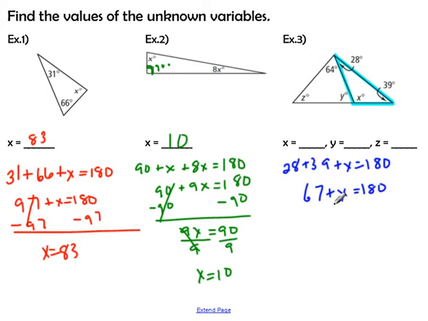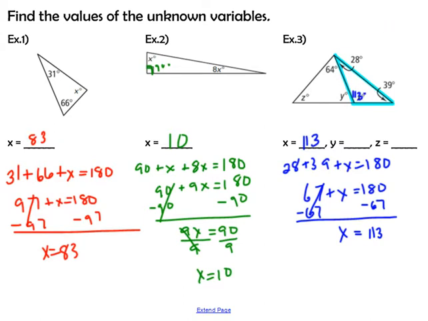And then we want x by itself. So we want to subtract 67 from both sides. Then we get x is equal to 113. So we have one of our answers so far, and this x is going to be 113.